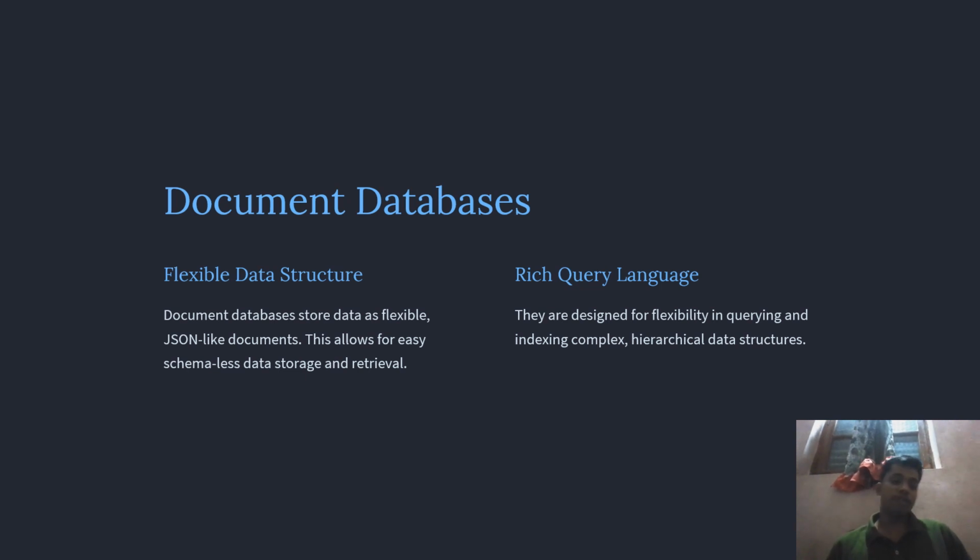Document databases. There are two categories in document databases: flexible data structure and rich query language. Document databases store data as flexible JSON-like documents. This allows for easy schema-less data storage and retrieval. Rich query language: they are designed for flexibility in querying and indexing complex hierarchical data structures.